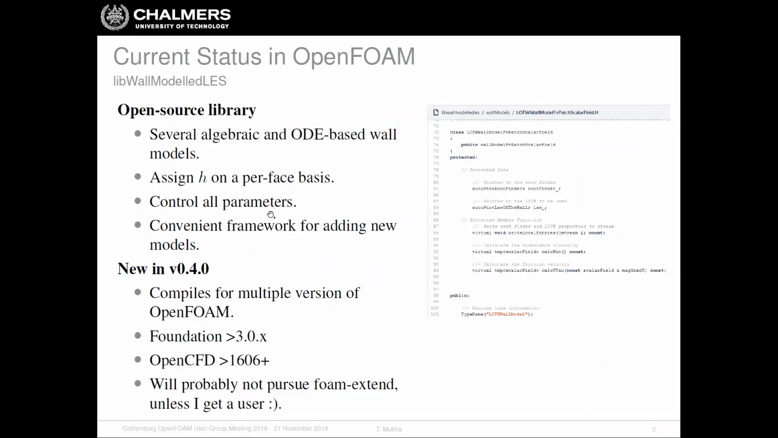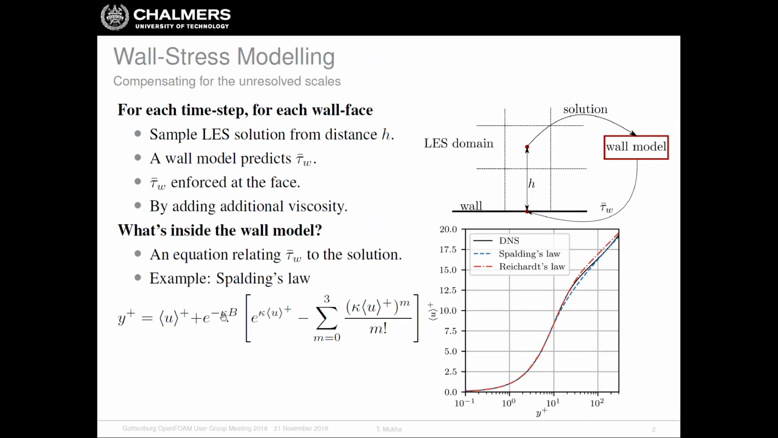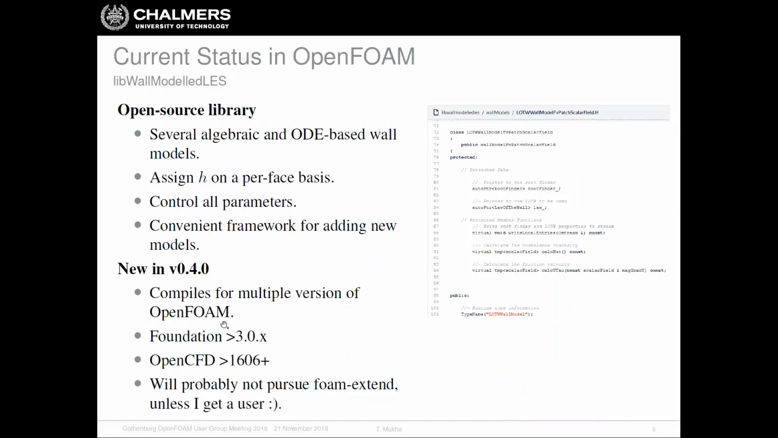You can also control all the parameters of a wall model. For instance, if we take the Spalding law again, you can see there are some model constants, kappa and B, so you can control the values of those. You can also control all the parameters of the solver that's going to solve that nonlinear equation for you, basically Newton iteration. Also, very importantly, it introduces a quite convenient framework for adding new models and testing out new ideas, hopefully.